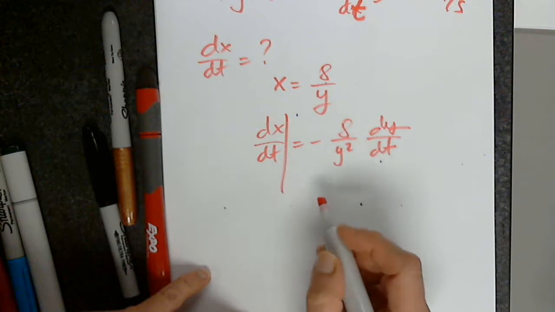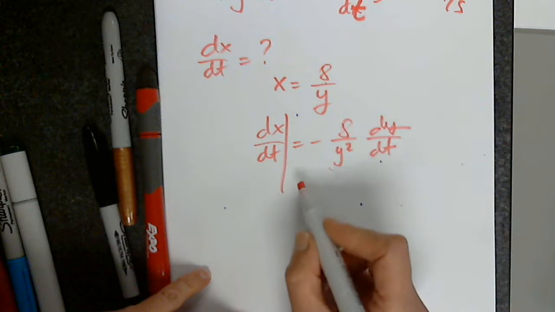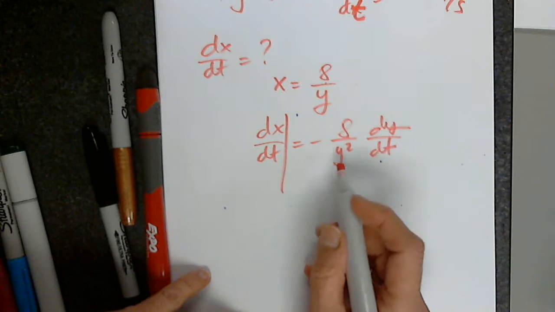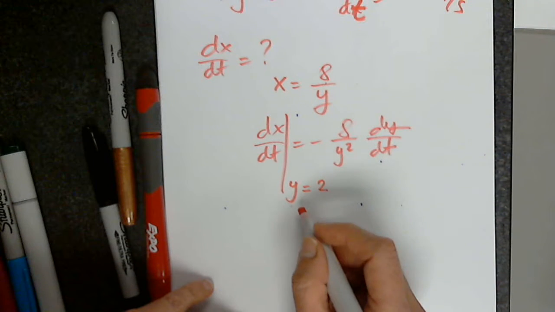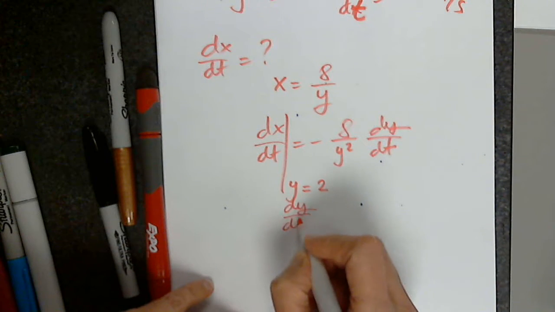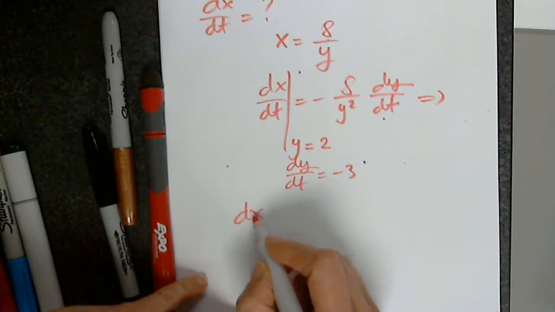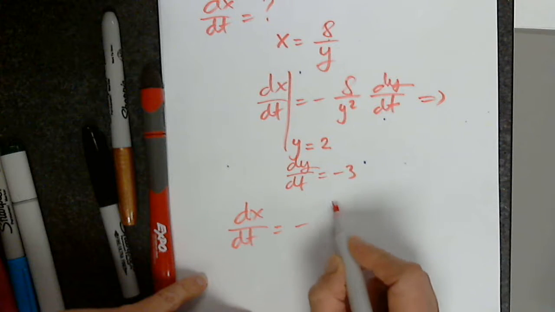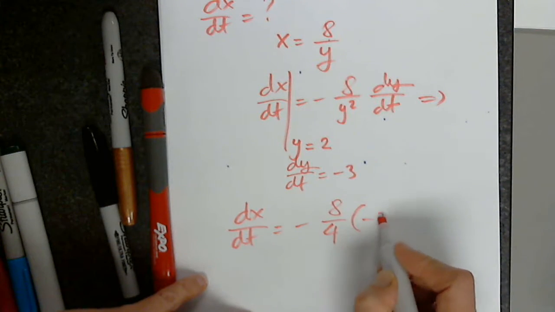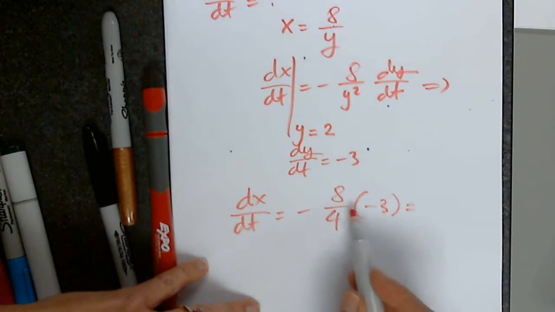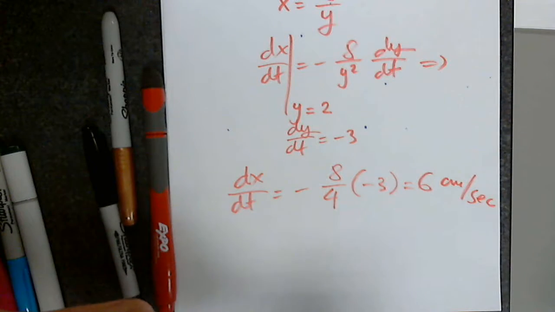All I have to do is just plug in when dy over dt is this. And y was 2, thank you, and dy over dt equals negative 3. So then from here, I have that dx over dt equals negative 8 divided by 2 squared, which is 4, times negative 3. So negative 2 times negative 3 is 6 centimeters per second.